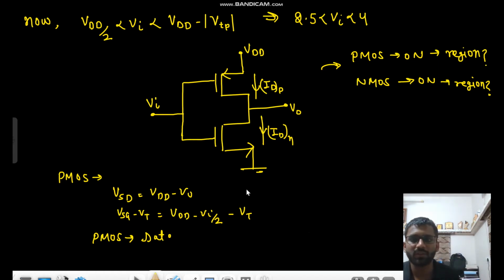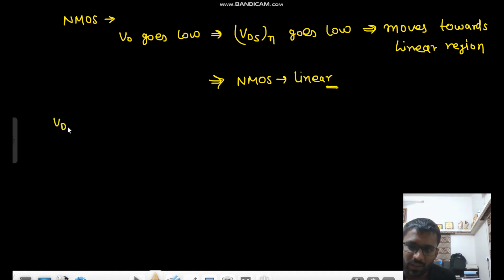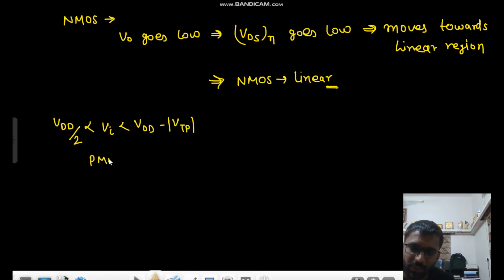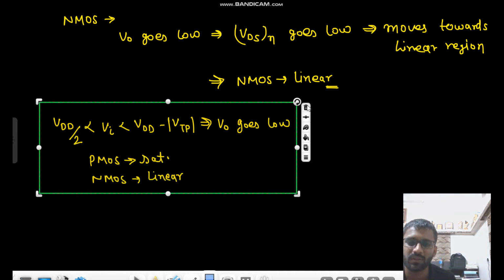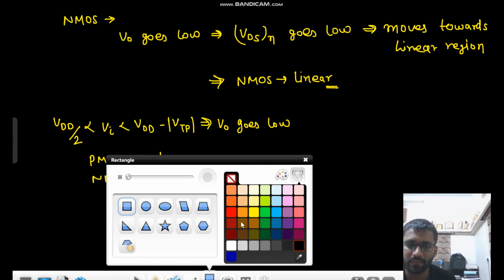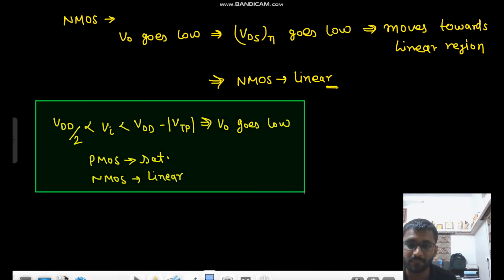So for V in from VDD by 2 to VDD minus mod of VTP, what is happening? Your PMOS is in saturation region and your NMOS is in linear region, and your V naught goes low. Right? So this is what is happening.